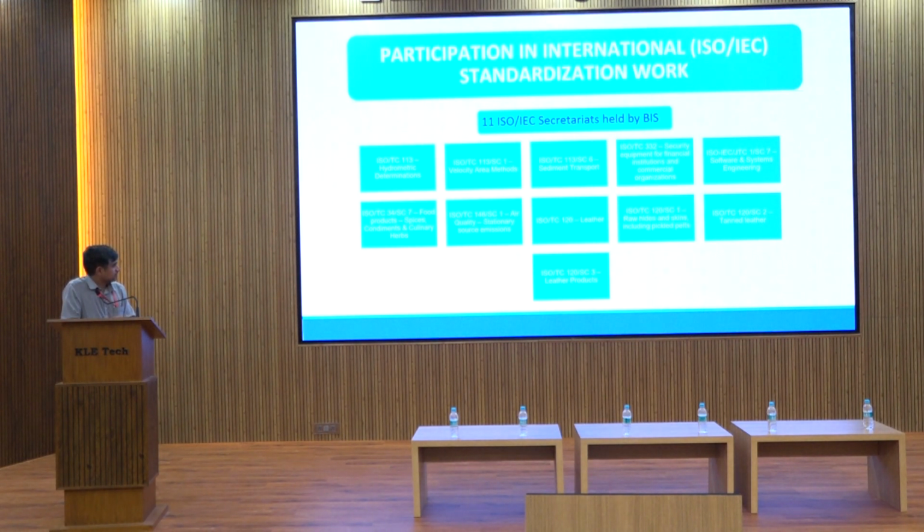Then ISO TC 34 SC7, food products, spices, condiments and culinary herbs. Then TC 146 SC1, air quality, stationary source emissions. TC 120, leather, where SC1 is raw hides and skins including pickled pelts, SC2 is tanned leather and SC3 is leather products. So these are the committees whose secretariat is with us. Based on your contributions, we can have more and more secretariats as well. Once we have the secretariat, we are the nodal point for all inquiries related to it, for the development of standards and management of the committees and their meetings. So for these 11, we have the secretariat.